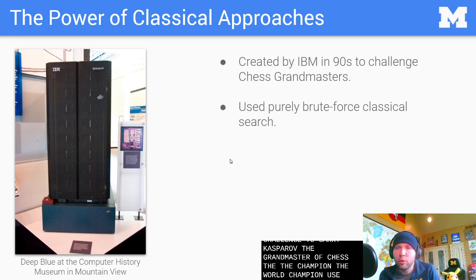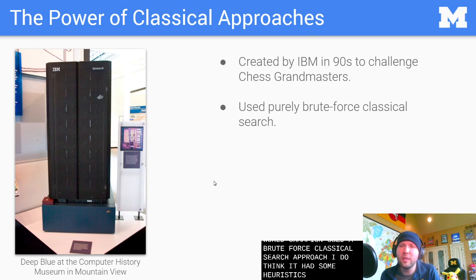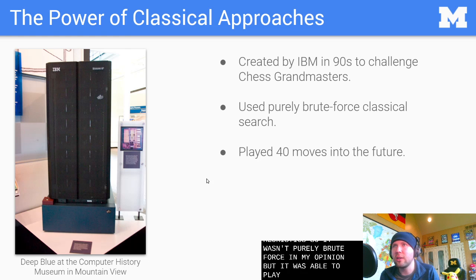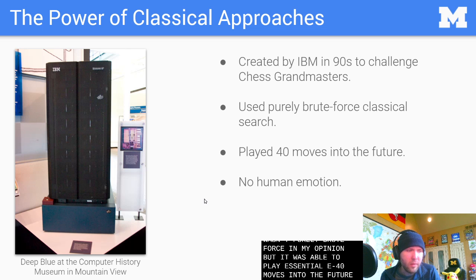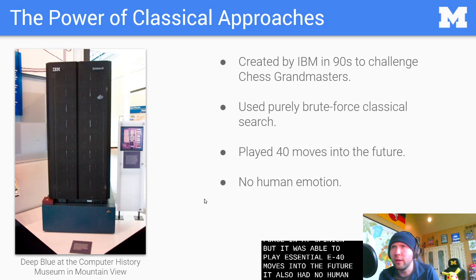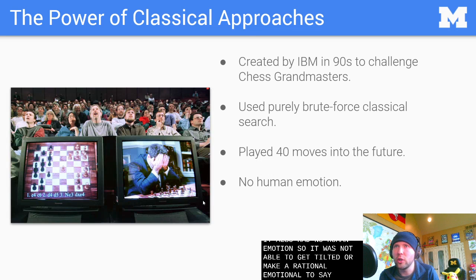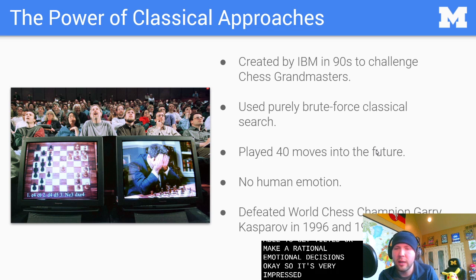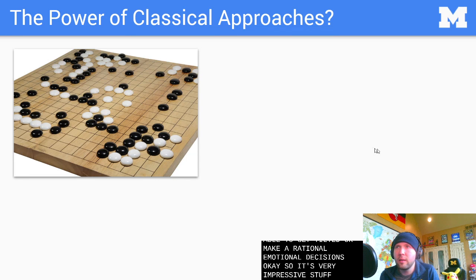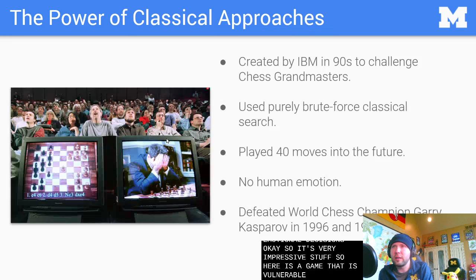It used a brute force classical search approach. I do think it had some heuristics, so it wasn't purely brute force, in my opinion, but it was able to play essentially 40 moves into the future. It also had no human emotion, so it was not able to get tilted or make irrational emotional decisions, okay? And as a result, it ended up beating and becoming world champion across about 7 games. So it's very impressive stuff. So here is a game that is vulnerable to classical approaches.